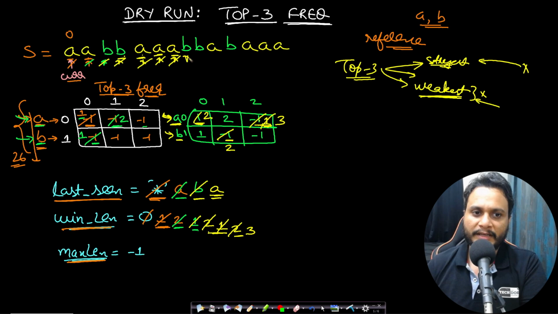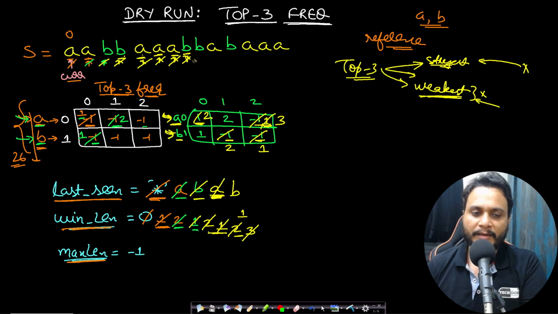Now I'll be going to the next character. This is B, not equal to the last seen. So the last seen will become B, and the window length will restart counting from 1. Okay. Now I'll be going to this B, finding the minimum value. It is -1, and so I will be updating this to 1, right?